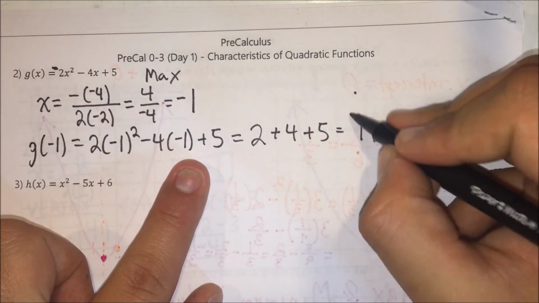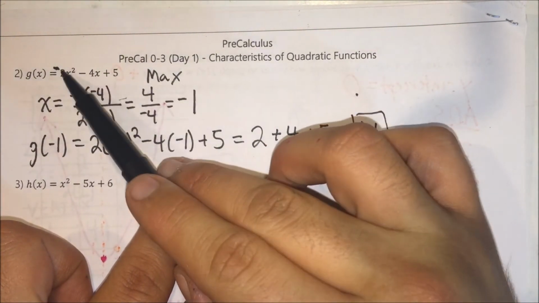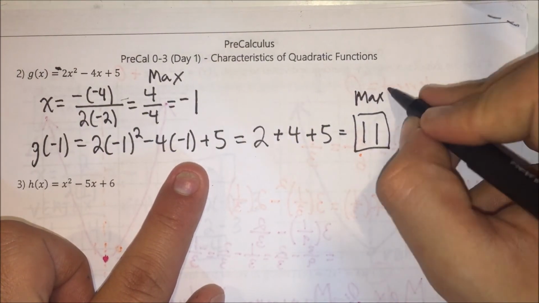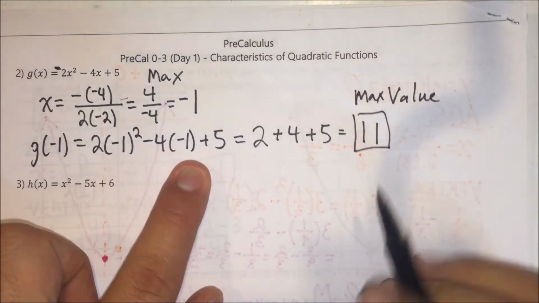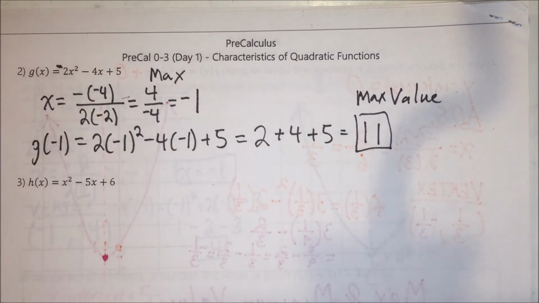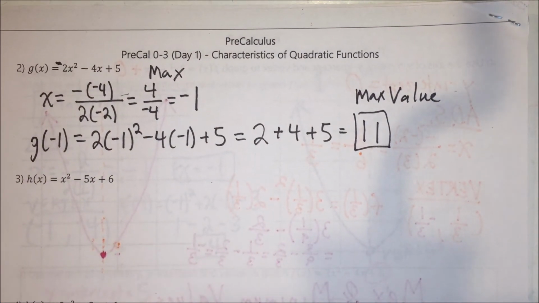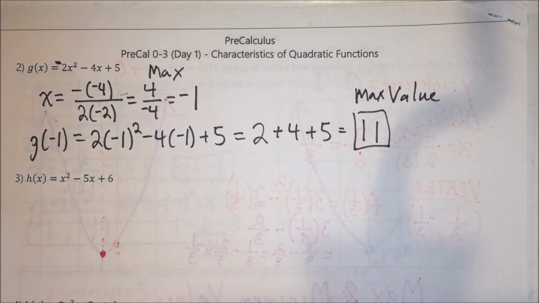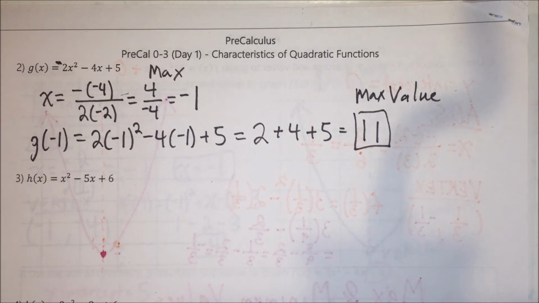Because this has a negative in front of the x squared, we call this the maximum value. Now notice I didn't graph this, and most of the time if you're asked for the maximum value, you're typically not going to be asked to graph the function. I just did that in the first problem to give you a better visual description of what's going on there. That's how we get our maximum value. That's the highest value you can get out of this function.